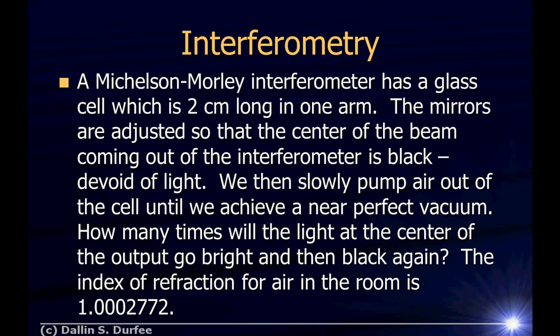The index of refraction for air in the room is 1.00027772. All right, so the index of refraction for the air is 1.00027772, and our cell is 2 centimeters long. All right, we're going to write this down because now I want to use variables. People who plug numbers in too fast end up making mistakes. That's what I've found.